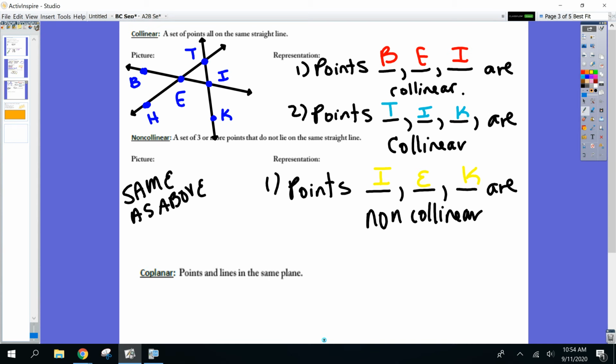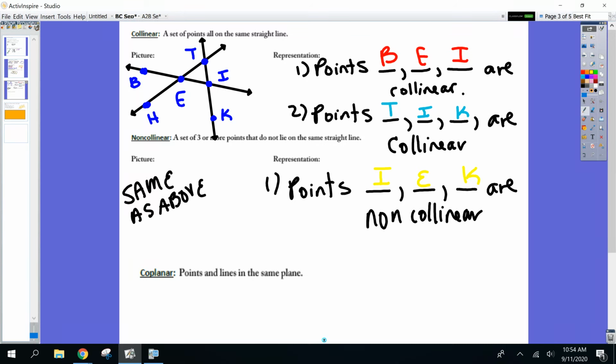Just a quick note, I'm not going to ask another set here. I like that she gave me I-E-K because some of you take a look. Everyone see how I and E are on the same line, but K is not. All 3 have to be on the same line to be collinear. So just because 2 out of the 3 are, doesn't matter. As long as the third one's not, they're not collinear. Okay, any questions about collinear, non-collinear?